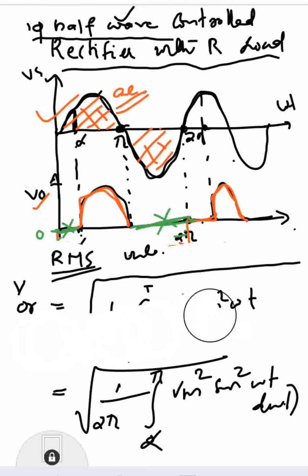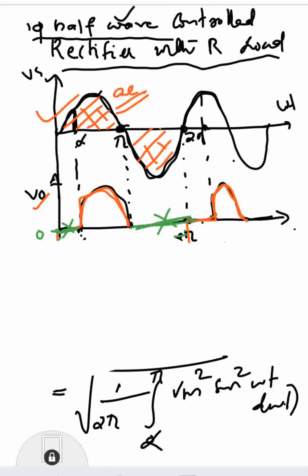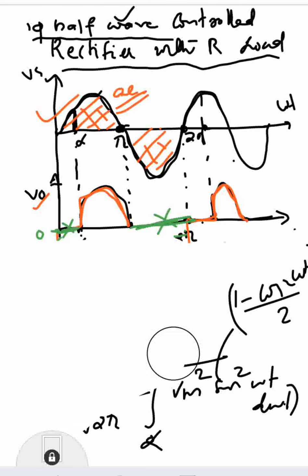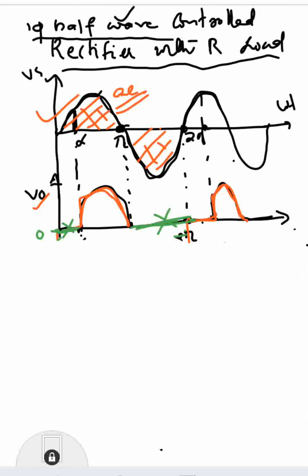So what is the value for that? Sine square theta is equal to (1 minus cos 2 theta) divided by 2. So you substitute that expression: sine square omega t is (1 minus cos 2 omega t) divided by 2. That is the expression for sine square. After that you integrate, and for the final answer, try to integrate it by yourself.